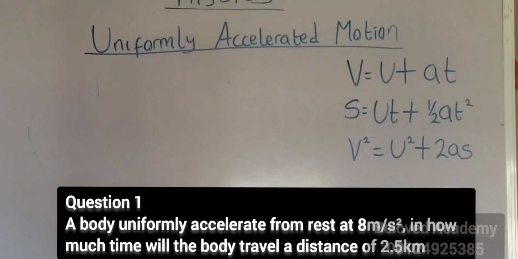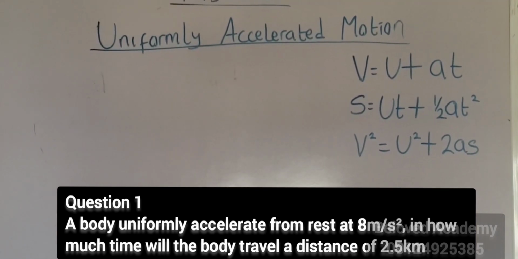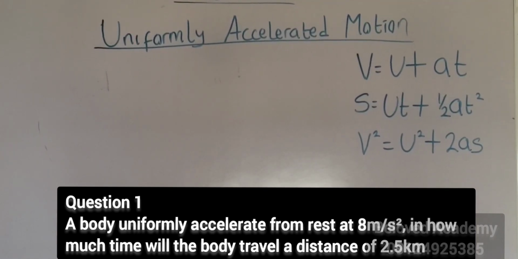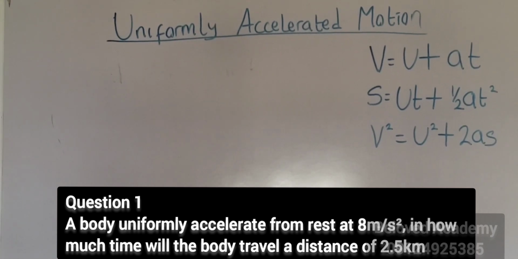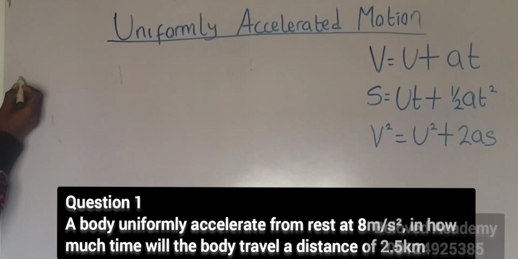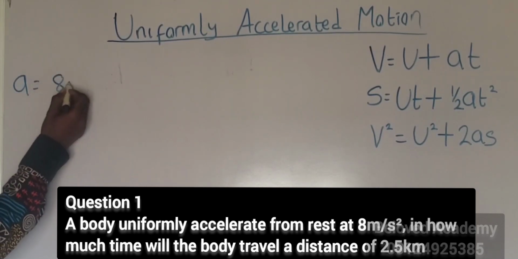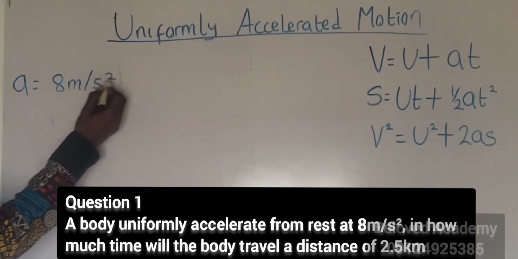Okay, let's have the first question. A body uniformly accelerates from rest at 8 meters per second squared. In how much time will the body travel a distance of 2.5 kilometers? Okay, let's start by writing out the parameters that were given in the question. We are told that the body accelerates at 8 meters per second squared. That is, the acceleration is equal to 8 meters per second squared.